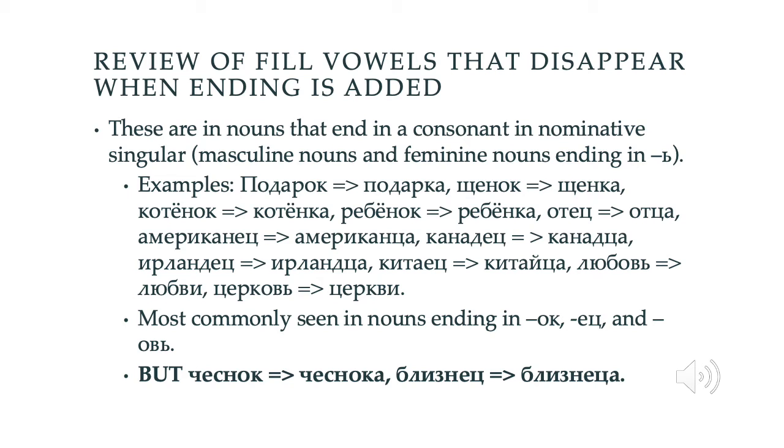If it was a strong vowel, then it remains, it doesn't disappear. It's not fleeting. It's there all the time. And so occasionally you'll have ok and yets endings that don't disappear, but most of the time that o or that ye is going to be a fill vowel and you will drop it when you add an ending.